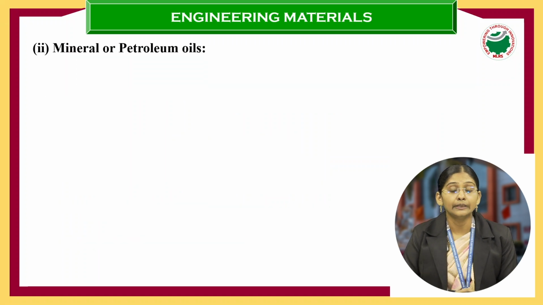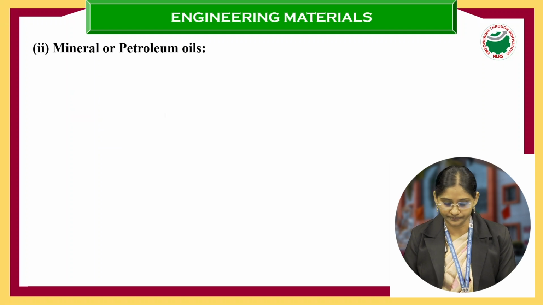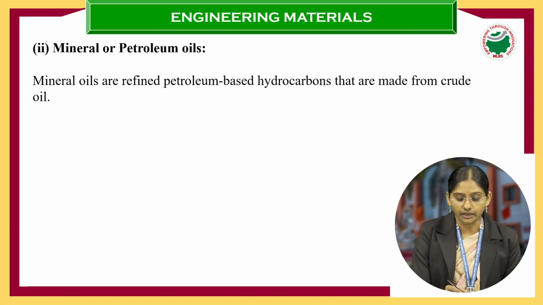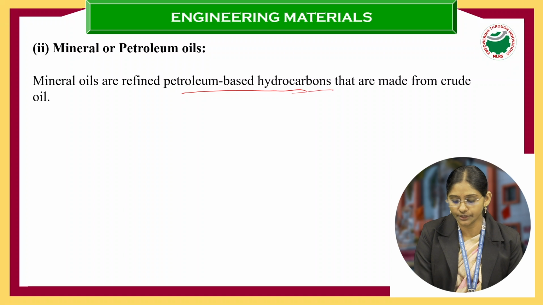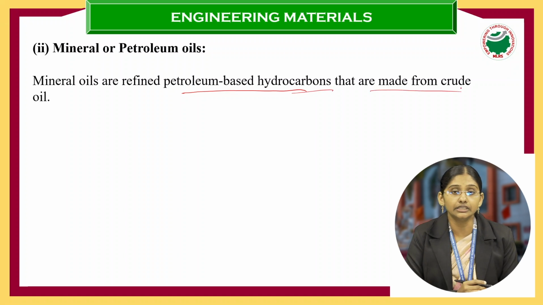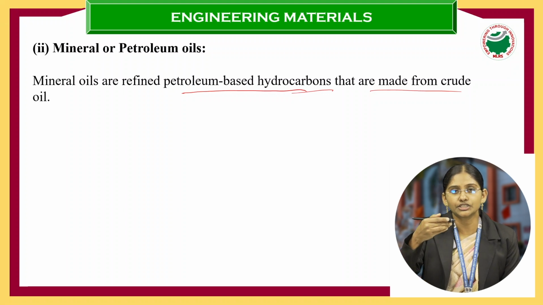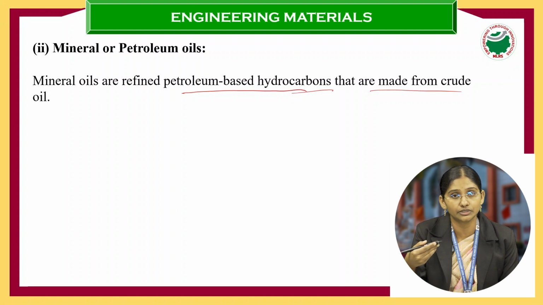Now the next one is mineral or petroleum oils. These mineral oils are refined petroleum-based hydrocarbons. These are made from crude oil, which is obtained from fractional distillation. Once you go through the topic of fractional distillation of petroleum, you can see there are different fractions of oils, based on their boiling points, that get separated in the refining of petroleum.